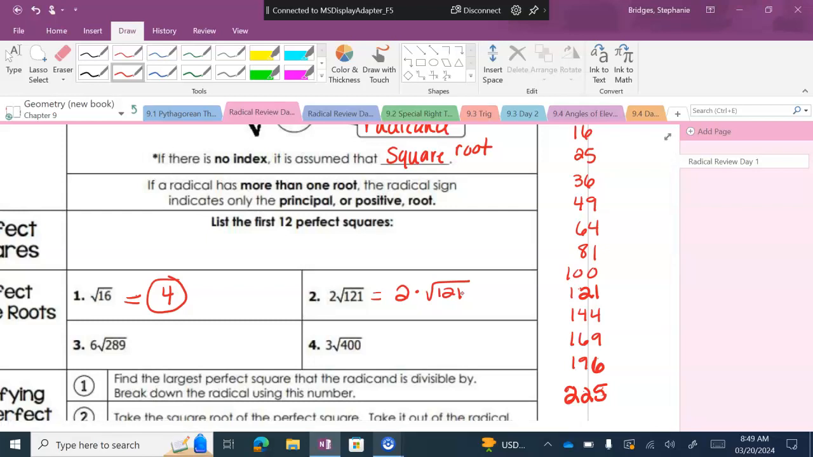What is it? 11. So we're going to keep that 2, but the square root of 121 turns to 11. So hit second, x squared, and then 121 equals. And what is 2 times 11? 22. And so my final answer there would be 22.